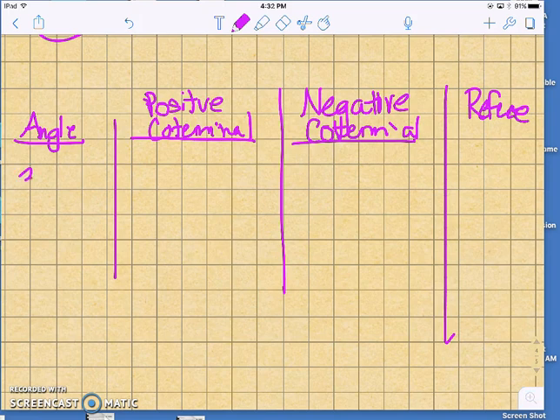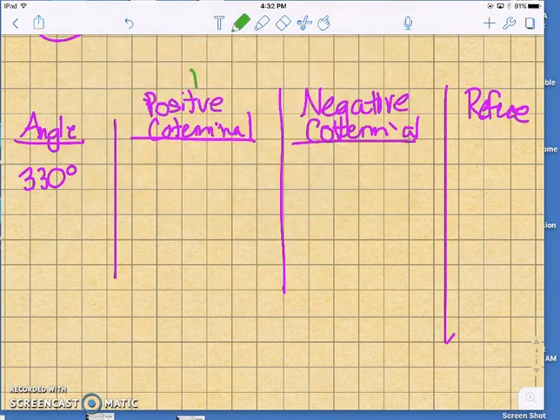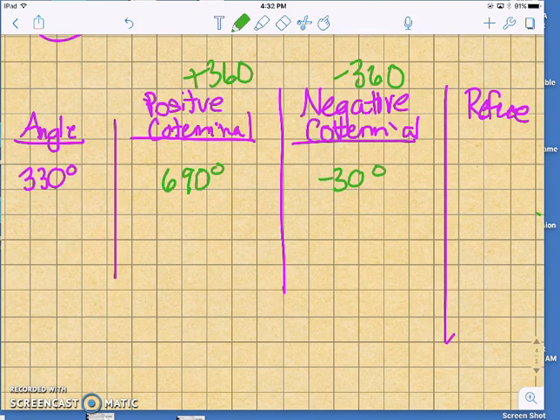So let's start with 330 degrees. How can we find a positive coterminal? Well, we could add 360. So if we add 360, that would be 690 degrees. If we need to get a negative one, let's just start subtracting 360. So that would be negative 30 degrees. And then how far is 330 from the x-axis? Well, that's 30 degrees.